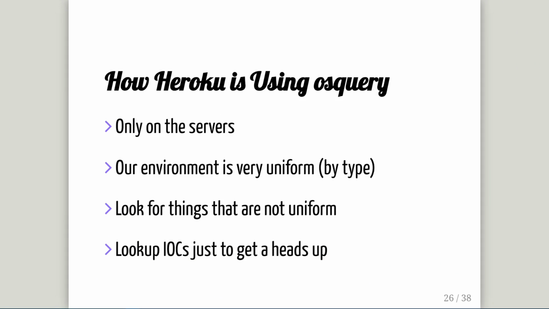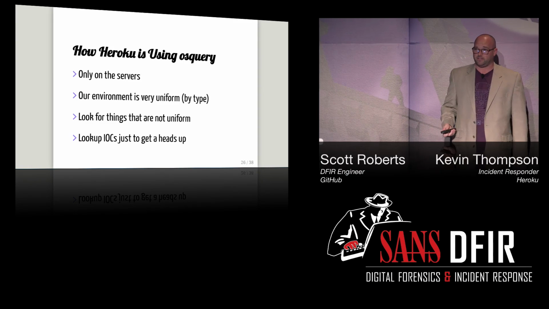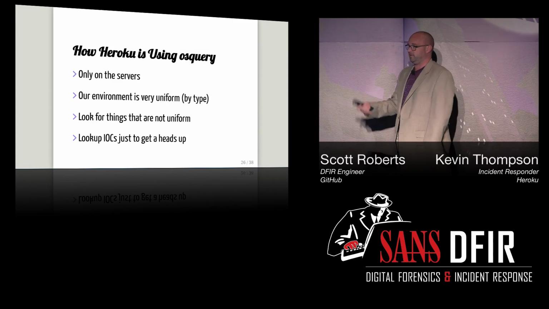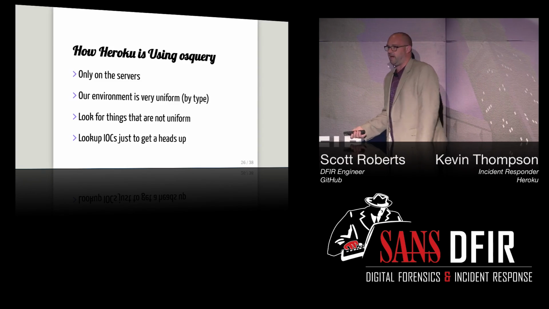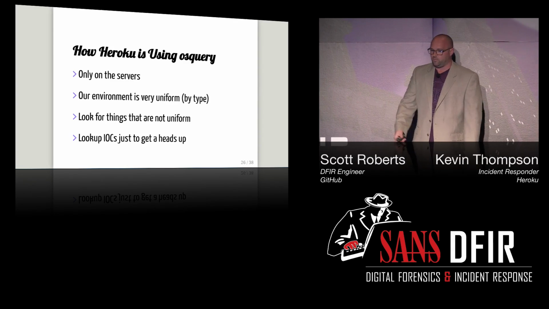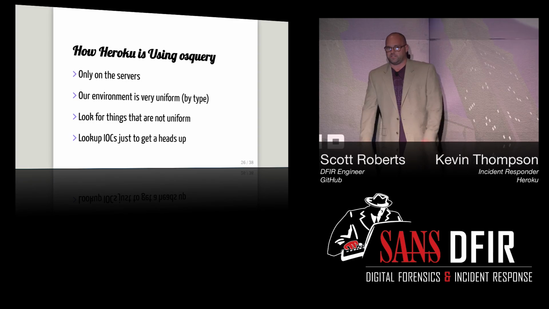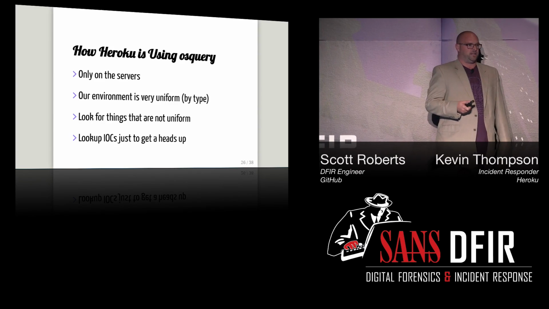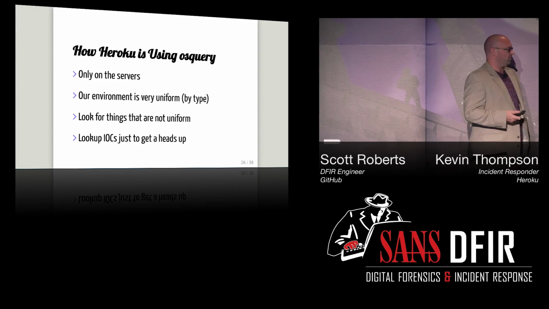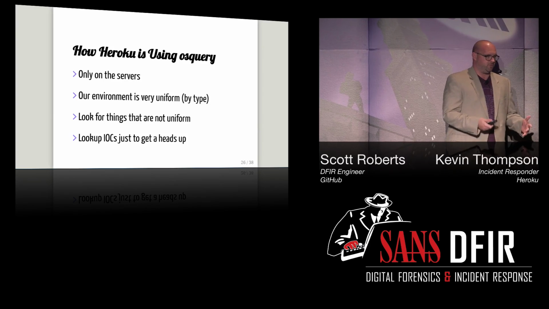How are we using it at Heroku? We put it on all of our servers. The environment is very uniform by type, and then we just look for things that are not uniform. I've spent a lot of time working out what the file system changes are that I should expect to see on a runtime, and then I can alert anytime I see something that is not that. And we do some lookup of IOCs, but that's not so much because I need to know what it was. It's more of a heads up to help my investigation move forward.